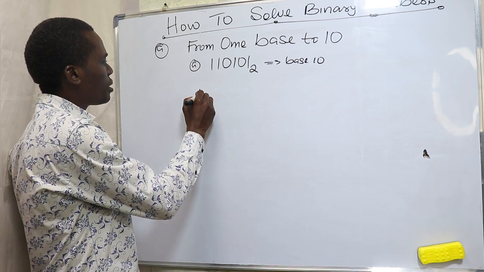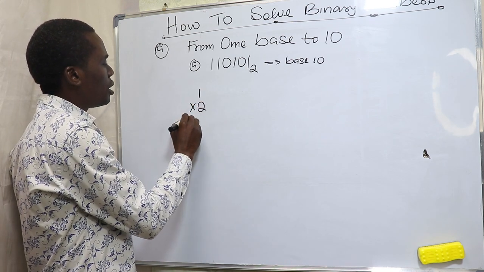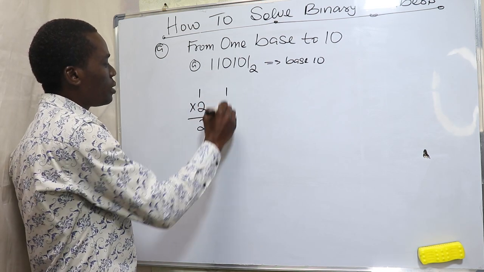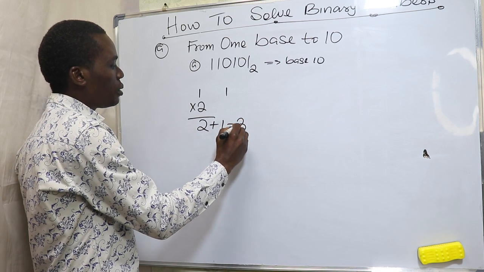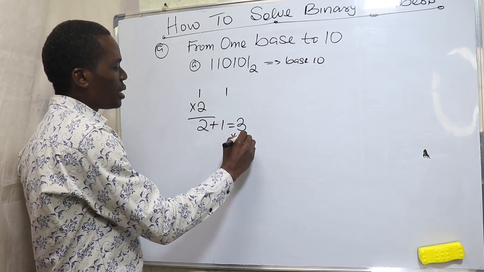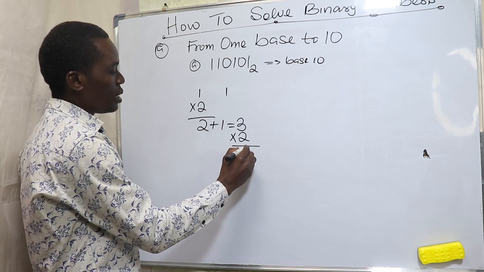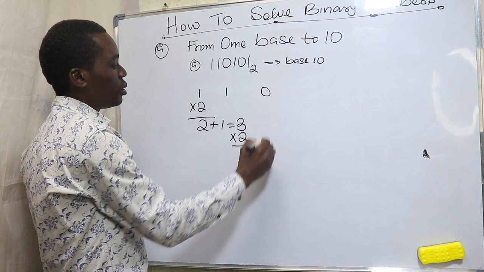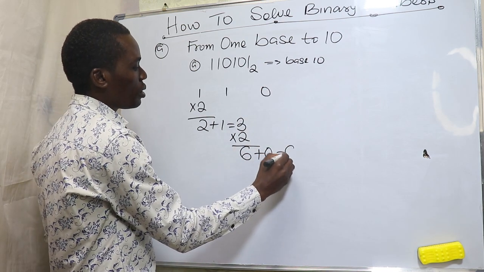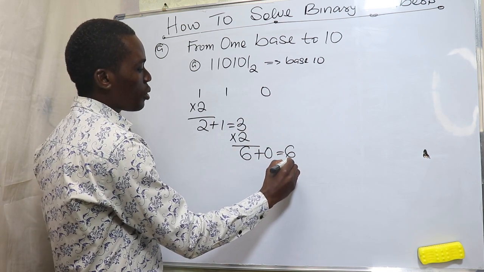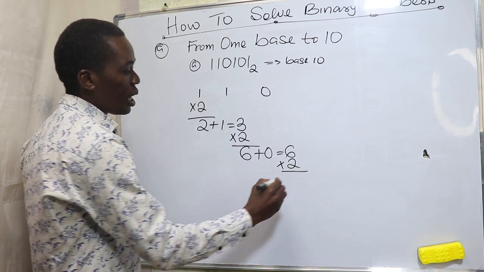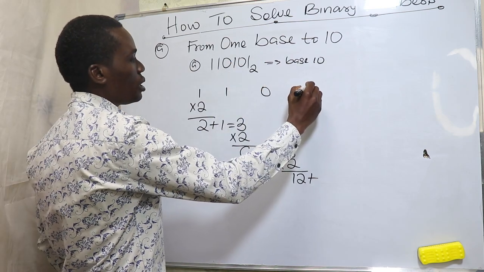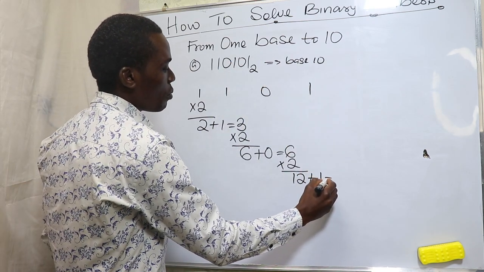So I get 1 first. 1 multiplied by 2 gives me what? 2. I add it to the next one, and that gives me 3. I now multiply this 3 by 2. That gives me 6. Remember, I add it to what? The next one, 0. And that still gives me 6. So what I will do is multiply this 6 by 2, and that gives me 12. I add it to the next one, which is 1. And when I add it, it gives me what?